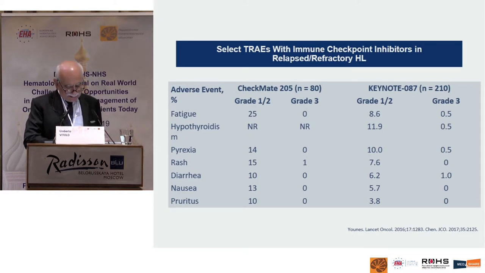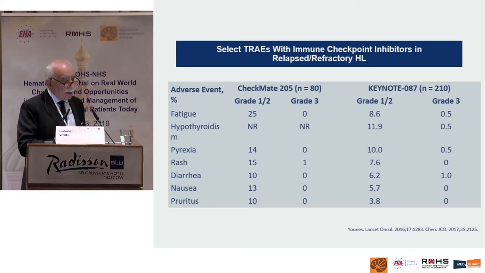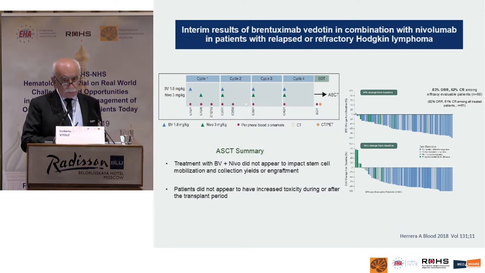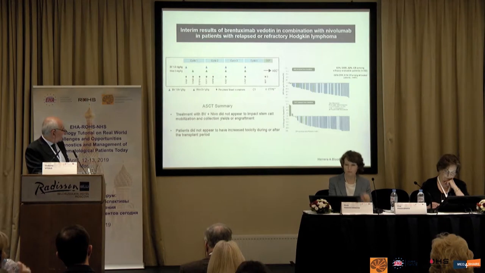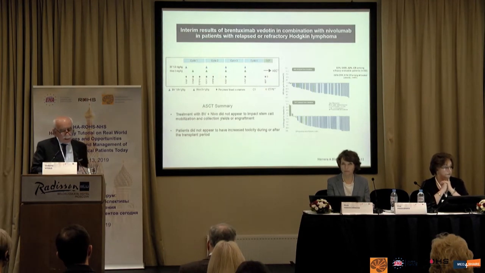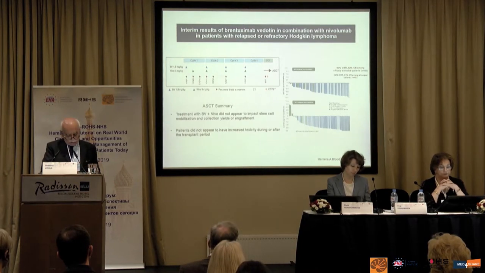And again, there is an open issue regarding what is the best strategy when you use these agents. I mean, whether you have to consolidate these patients with a further transplant or not. This is another attempt to do new studies in which Herrera tried to combine both brentuximab vedotin and nivolumab as a good salvage regimen for patients treated with many previous lines, and you can see that almost all patients respond to this combination, and the safety of this combination seems to be no different from the safety when you use checkpoint inhibitors alone.